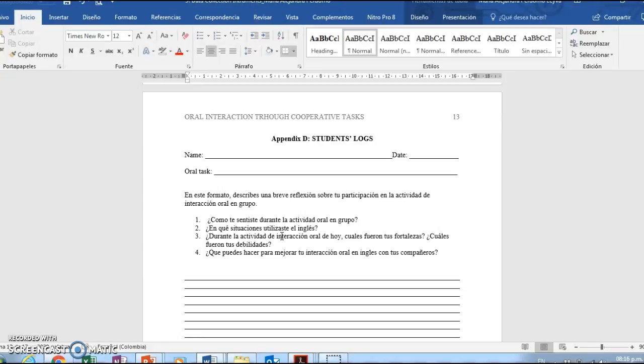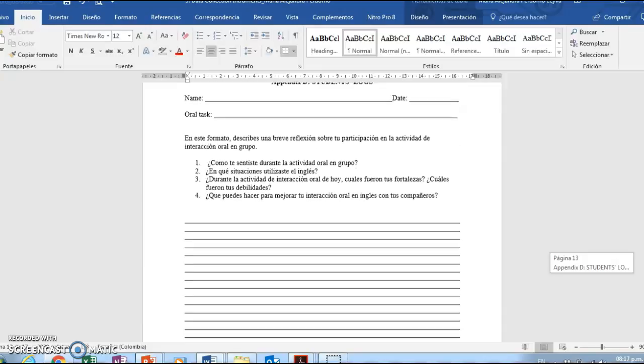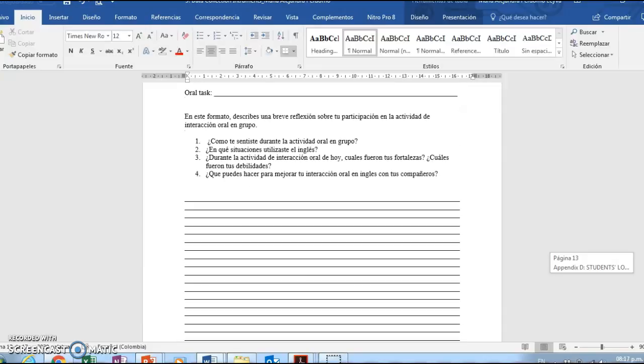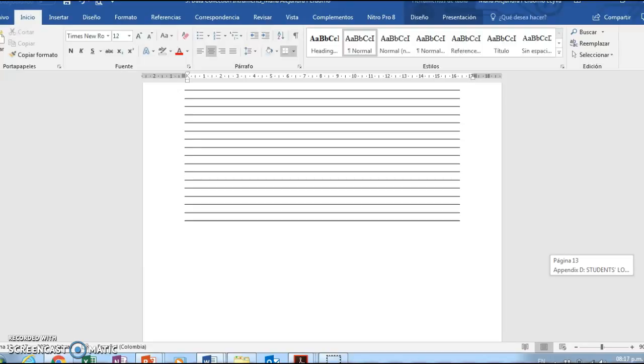For example, if they felt nervous or frustrated or anxious, and why they think that happened. Also, I want them to self-reflect about the use of the communicative strategies, how they use English to interact with their friends, and what they think are their weaknesses and strengths during the activity. And finally, I want them to tell me what they think they could do better to promote their interaction in the group for the following activity.